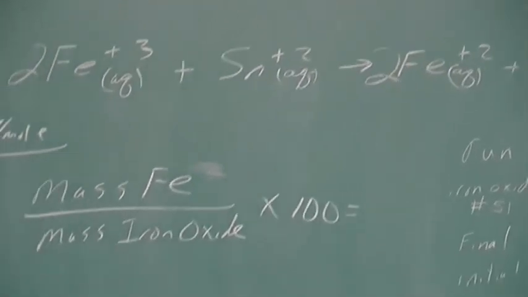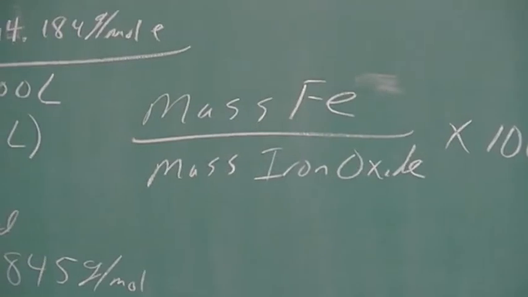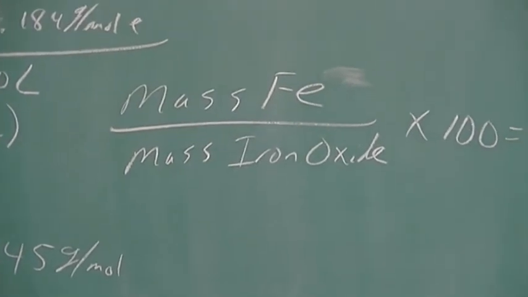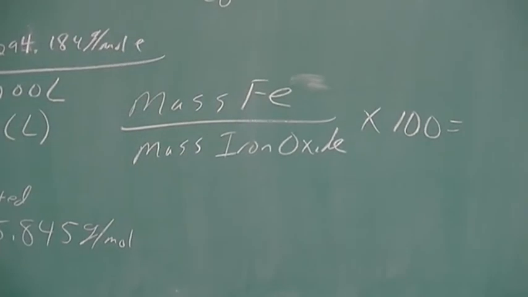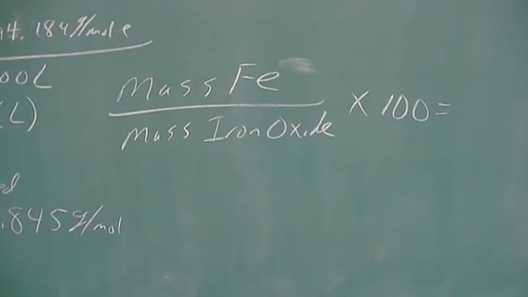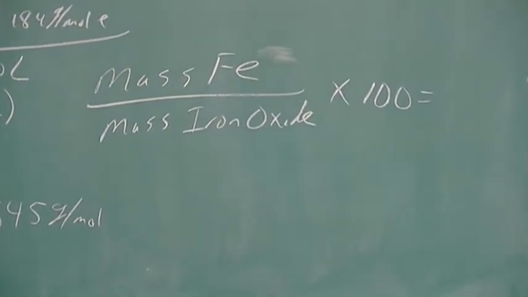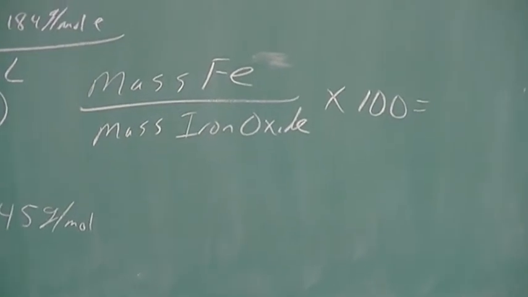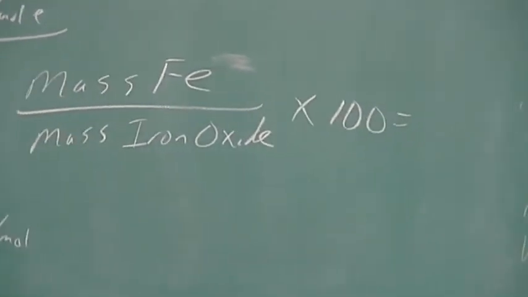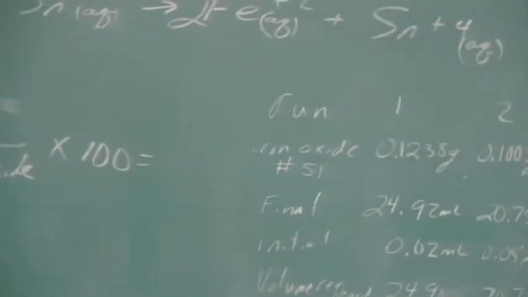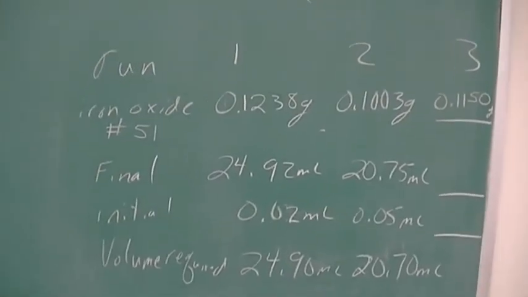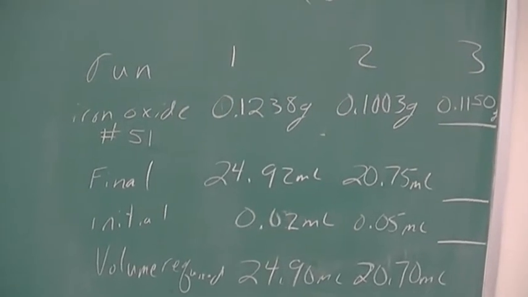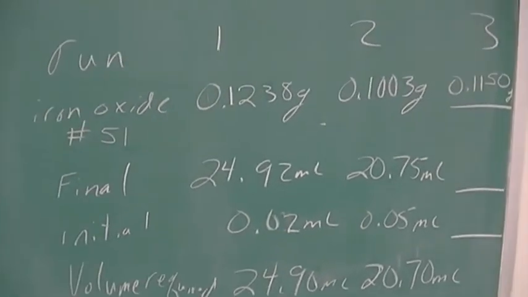Once we get our mass of iron from our titration calculation, we take the mass of iron, divide by the mass of iron oxide, multiply by 100, and we will get our percent iron in this iron oxide unknown. So I have started the experiment already. I am finished with runs 1 and 2. Here are the data.